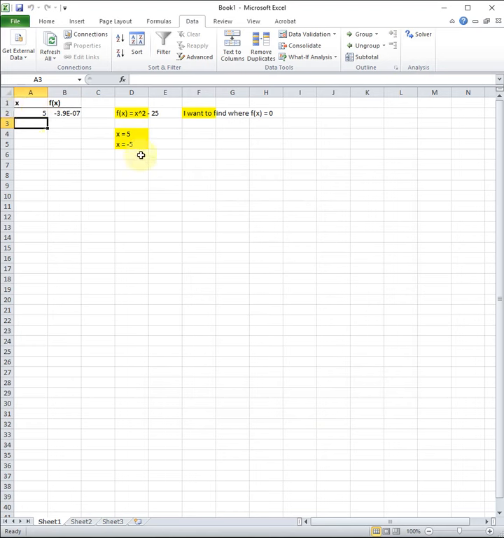So we know from mathematics that there are two solutions to this equation. Solver won't know how many solutions there are. So it's up to us to try different initial guesses so that we find all of the solutions to our function.